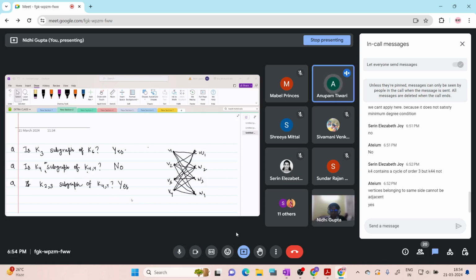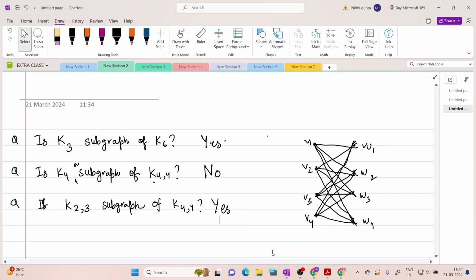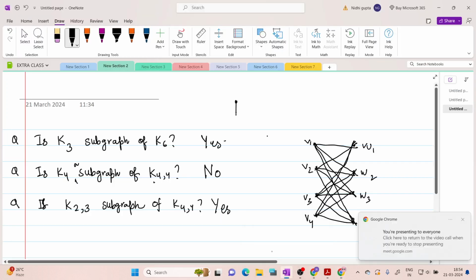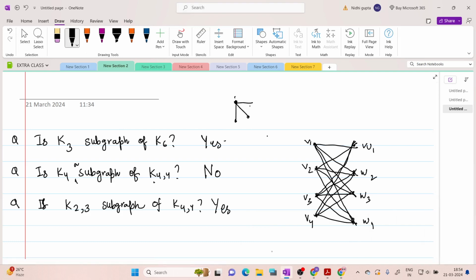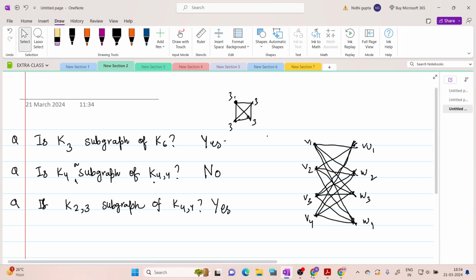But ma'am, you said K4 has maximum degree 3, but K4 means at least degree 4 for each node. No, K4 has 4 vertices, right? But degree is 3. It is not connected to itself. It is connected to all other vertices. So K4 is this, and each vertex has degree 3. Okay, so this is clear.